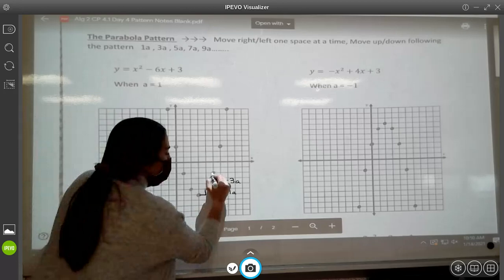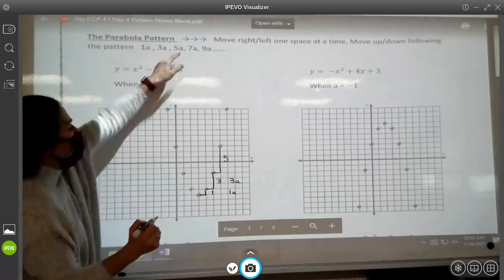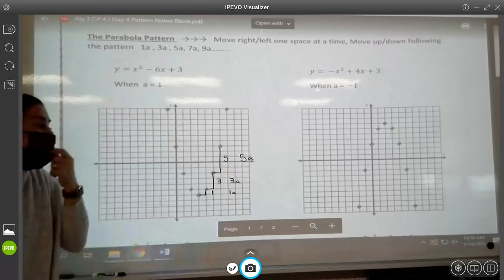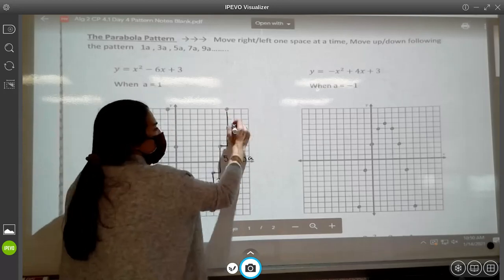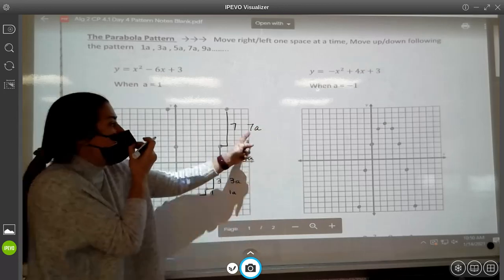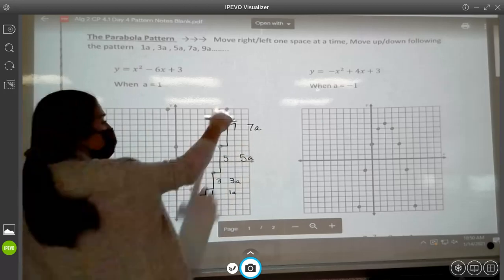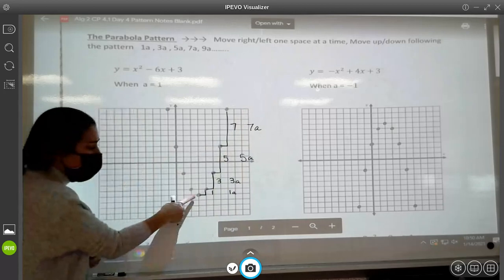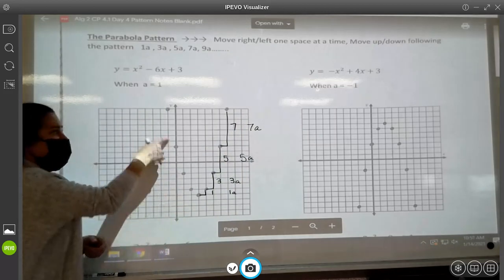Then I go right 1, and this time I went up 5 jumps because that's the 5A out of the pattern. 5 times 1 is 5. Then I go to the right one, and I had to go up, if you look, 7 jumps because that's the 7A out of the pattern. When A is 1, 7 times 1 is 7 jumps. And then I tell you, the next one will go right 1, up 9, right 1, up 11. And it's the same thing on the left, except I go left 1, up 1, left 1, up 3, left 1, up 5, left 1, up 7.